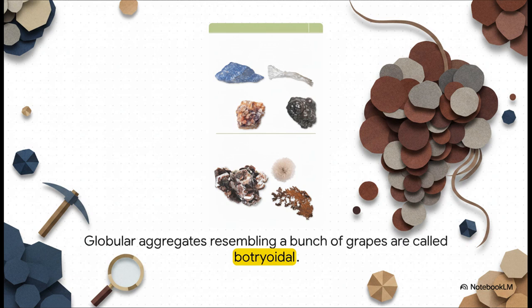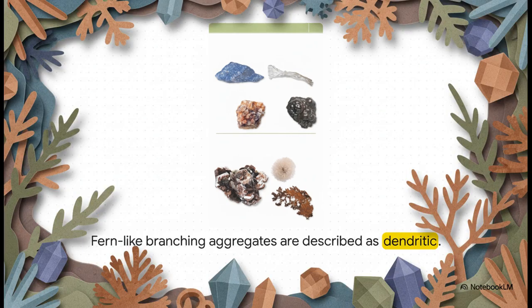Take hematite, for example. Sometimes it forms these incredible globular aggregates that look almost exactly like a dark bunch of bubbling grapes. Geologists call this a botryoidal habit. It's honestly kind of hard to believe that's a naturally occurring rock, isn't it? And then you have something like this, a habit known as dendritic. It is truly a marvel.